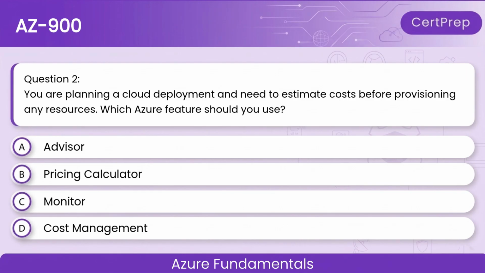Question 2. You are planning a cloud deployment and need to estimate costs before provisioning any resources. Which Azure feature should you use? A. Advisor. B. Pricing calculator. C. Monitor. D. Cost management. Take 5 seconds to pause and focus on what works pre-deployment, not after.